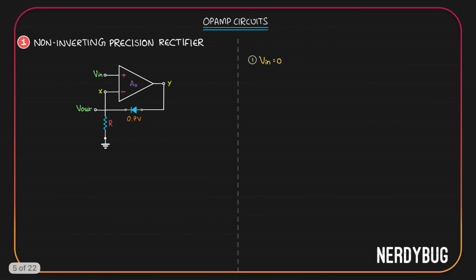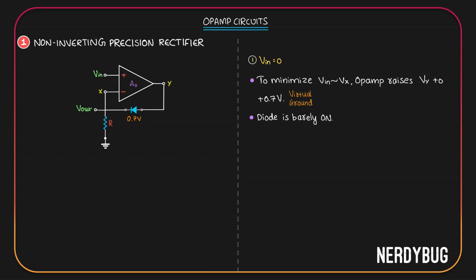Let us take the first case where input is 0. Input is 0 and we have a feedback. So the op-amp will try its best to make sure Vx is equal to Vin. For that, the only thing needed is that the diode should be on. For the diode to be on, it needs 0.7 volt over here. So the op-amp will increase the output Vy so that the diode is switched on and virtual ground condition is satisfied. Now, the diode is barely on.